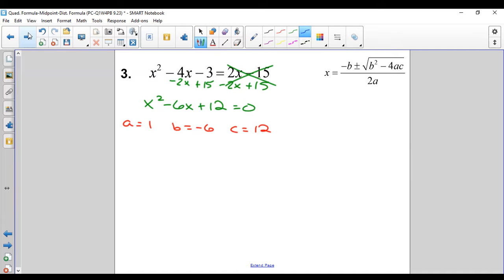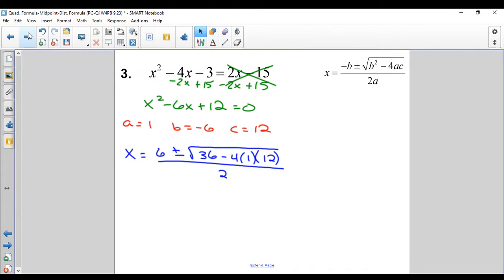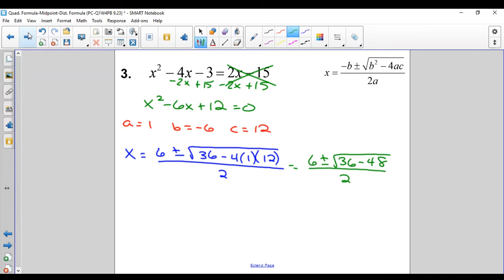Plug it in. x equals 6 plus or minus -6 squared is 36 minus 4. I'm still plugging in the 1. Times c is 12. All over 2 times 1. Now I'll just put 2. Underneath the radical, we have 6 plus or minus square root of 36 minus 48, all over 2 still. Continue on.